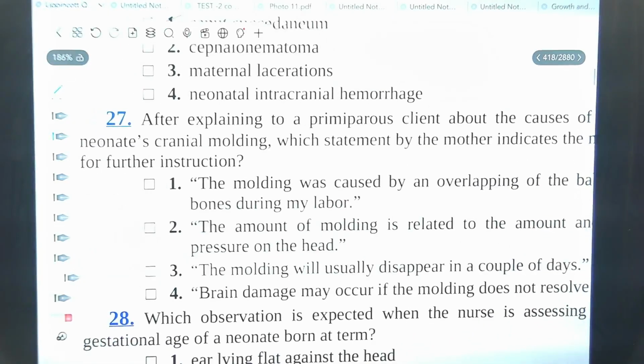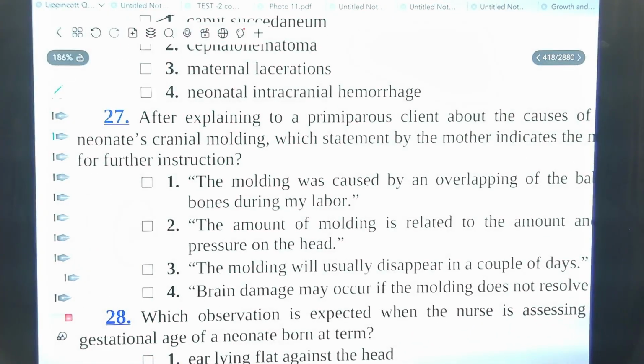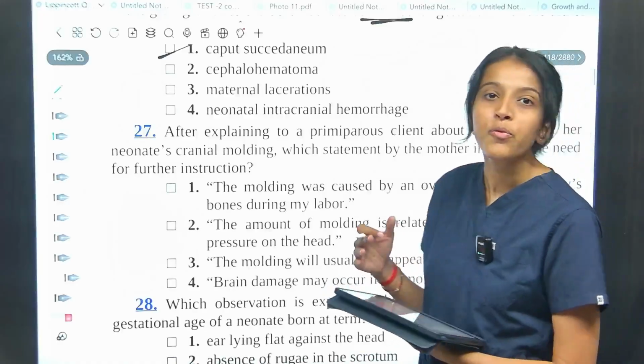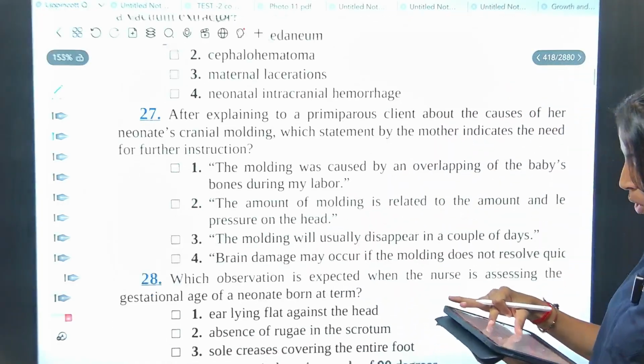Now next question. After explaining to a primiparous client about the causes of neonatal cranial molding, which statement by the mother can indicate need for further instruction? So you have four options.